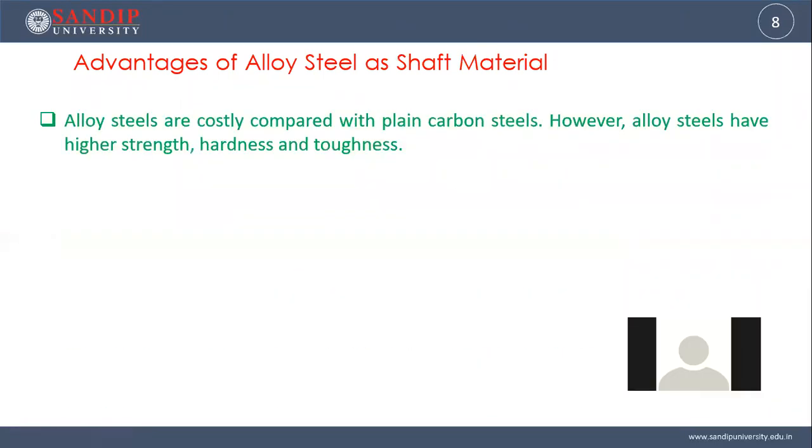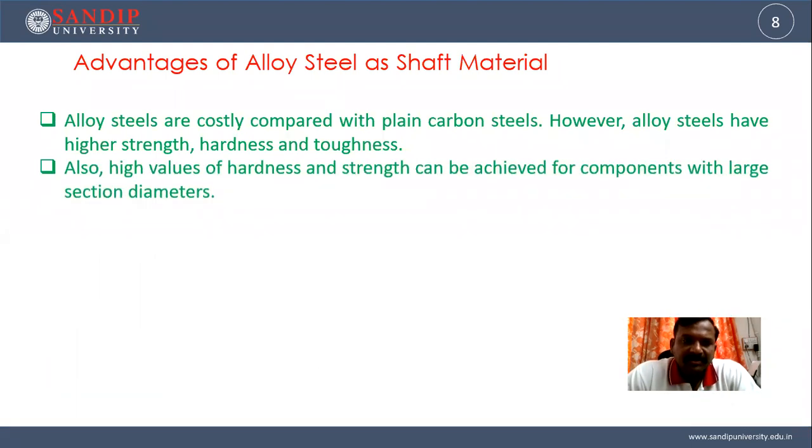Now why are we going for the alloy steels? What are the advantages of the alloy steels? Alloy steels are costly compared with plain carbon steels. However, alloy steels have higher strength, hardness and toughness. So as compared to the cost, they will provide us strength, hardness and toughness. It depends on the functionality of the shaft whether we want to go for the alloying or not. Alloy steel also has a high value of hardness and strength that can be achieved for components with large section diameters.